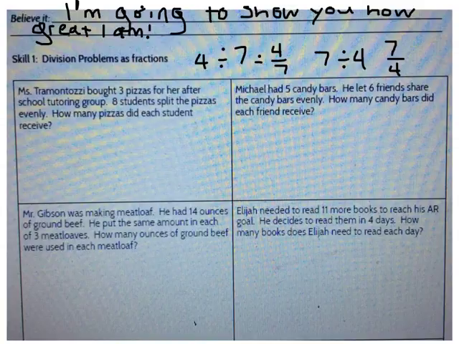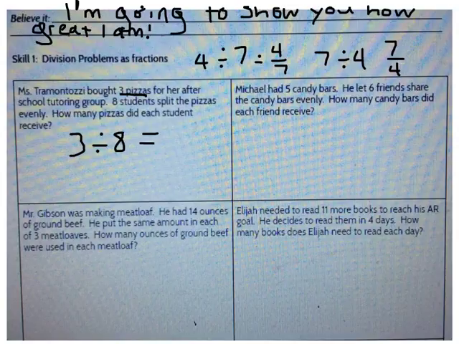Miss Tramontosi bought 3 pizzas for her after-school tutoring group. 8 students split the pizzas evenly. How many pizzas did each student receive? What's being split up in this problem? 3 pizzas are being split up. So what division problem could we use to answer this? We could use 3 divided by 8. 3 pizzas split across 8 people. So what's the answer? What fraction of a pizza did each student receive? Each student received 3/8 pizzas.